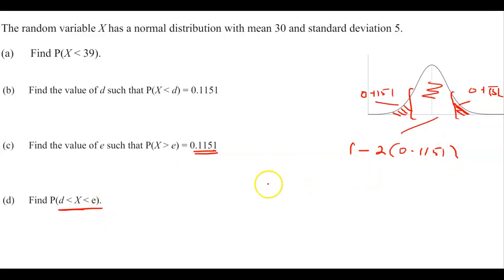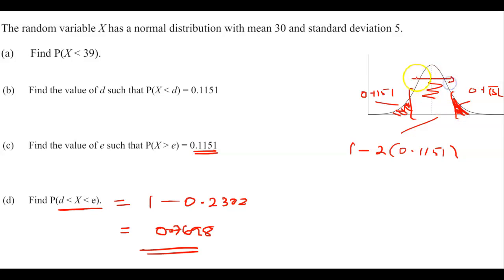That's what you're looking for, just the middle area. So this probability is 1 minus, when you double this, what do you get? When you double, you get 0.2302, and then the answer is 0.7698. That's the probability. You know already that this area is the same as this area over here. Even if they're not the same, you could just add them. Now we are fine for just the area in the middle.